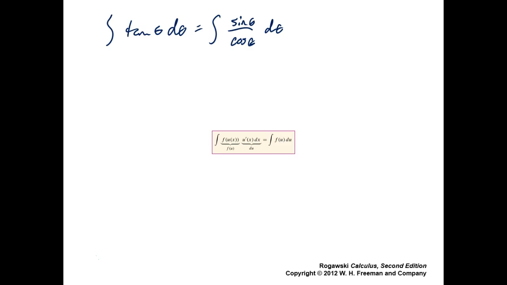Okay. And what do we usually choose to be the u? Most complicated part. The innermost part of the most complicated. What's more complicated, the numerator or the denominator? The denominator. Let's let that be it. Let's let u, if you like u, fine, equal cosine theta.